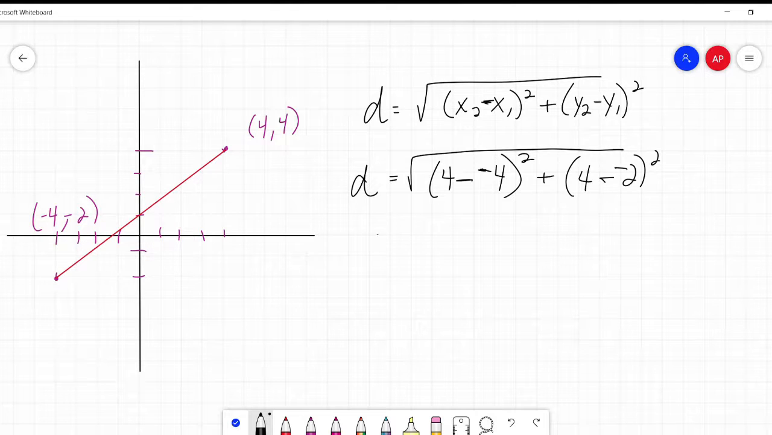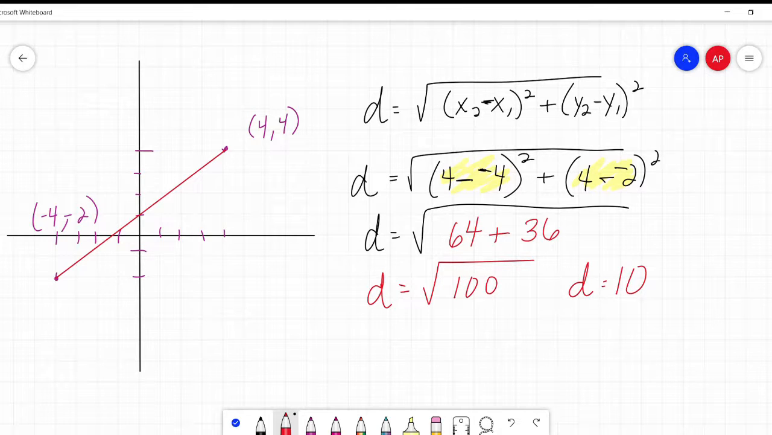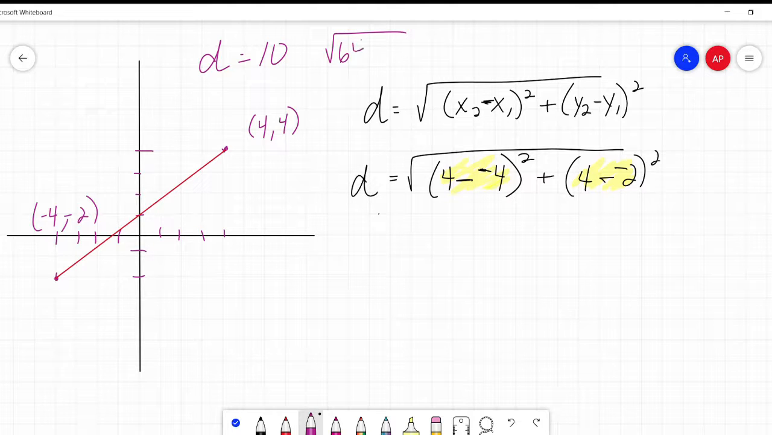So D is going to be the square root of 4 minus a -4, which is 8. 8 squared is 64. 4 minus a -2 is 6. 6 squared is 36. D equals the square root of 64 plus 36, which is 100. D equals 10. Okay. So just remember that, D is 10. So I'm going to write that up here. I found that D was 10. And what I got in the second step was the square root of 64 plus 36.